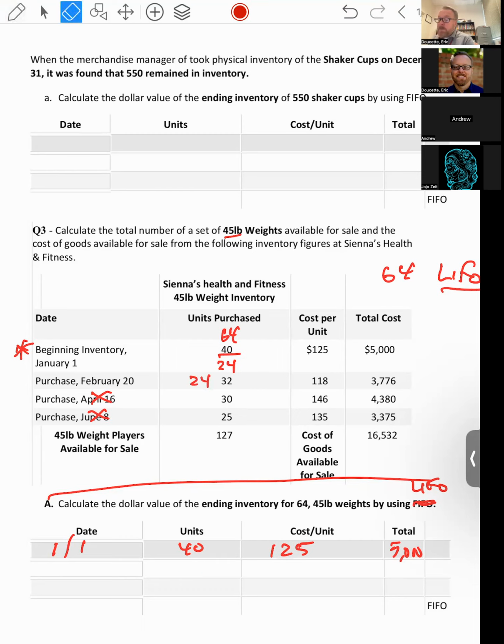So 24 of the units that were purchased on February 20th are still there. And those cost 118 each. So the total cost on that 118 was $2,832. So that's a total of $7,832. So by using LIFO, last in, first out, that's what we're using here, even though I have FIFO down here.